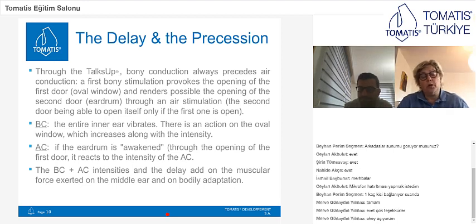And that is why bone conduction arrives first to prepare the opening of the first door and then the second one.